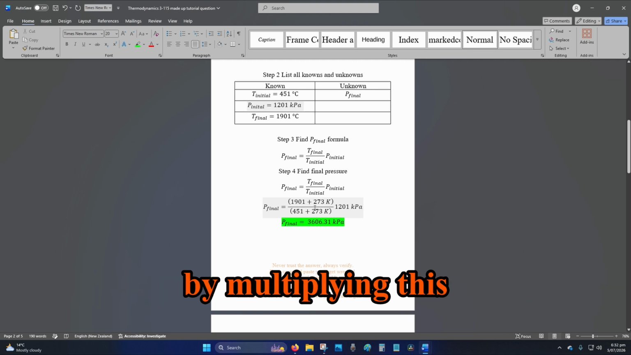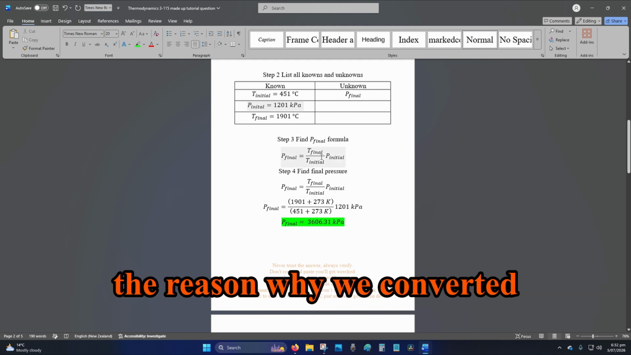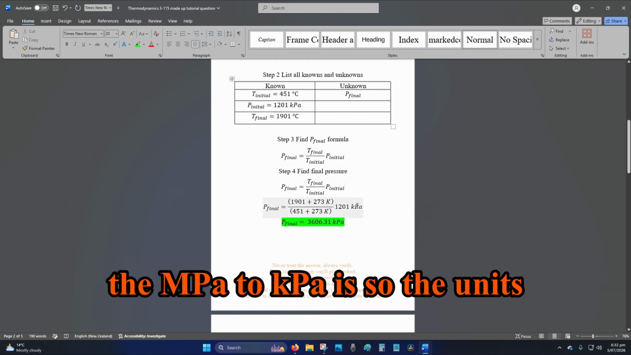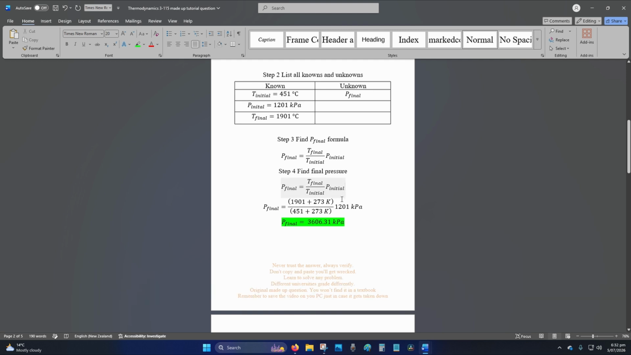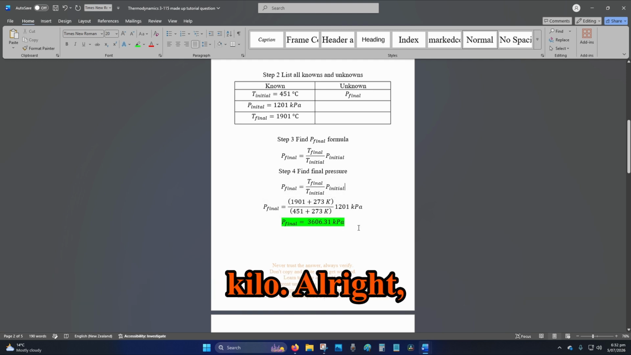So by multiplying this temperature ratio with the pressure, you get 3606.31 kPa. So the reason why we converted the MPa to kPa is so the units line up and match because they're all in kilo.